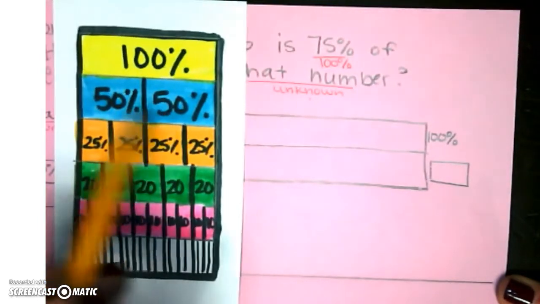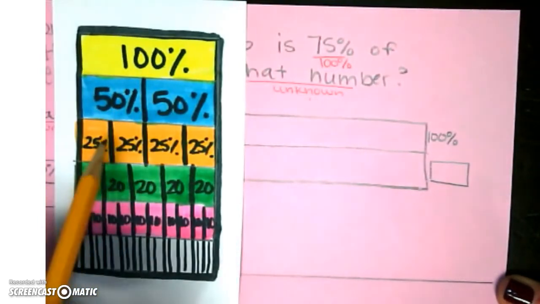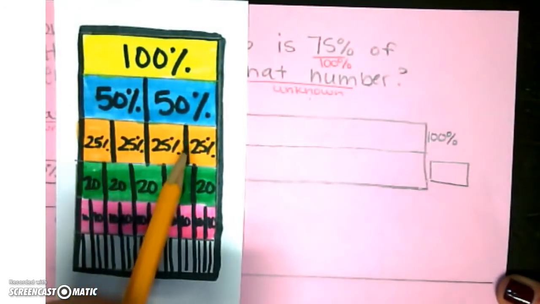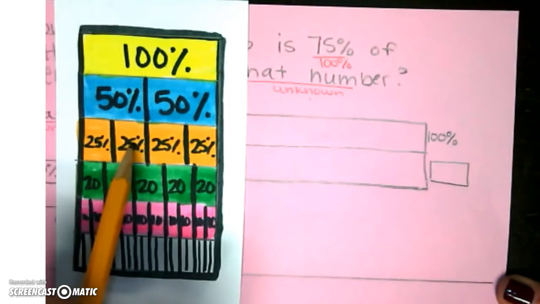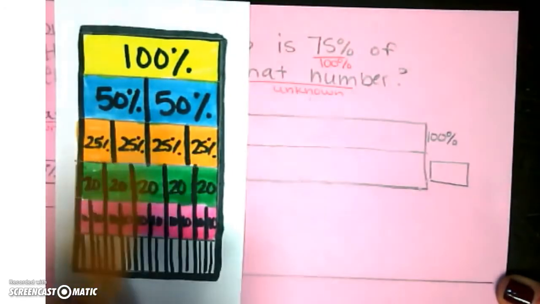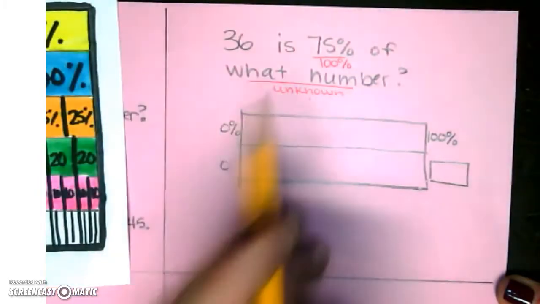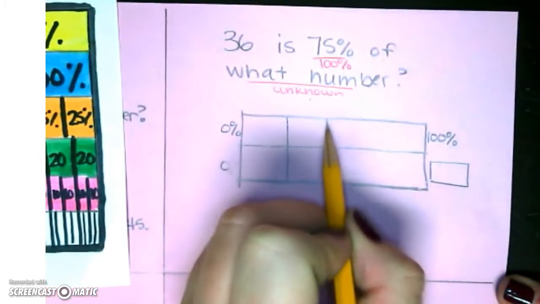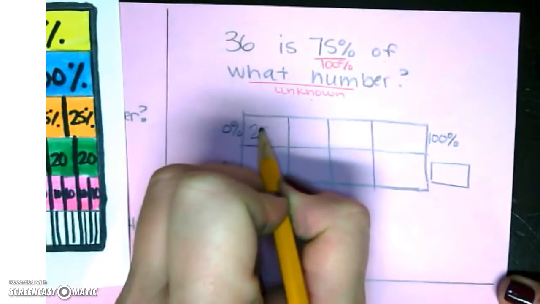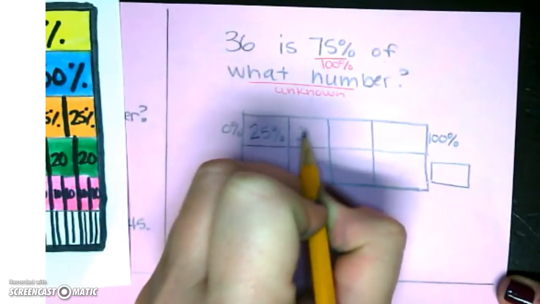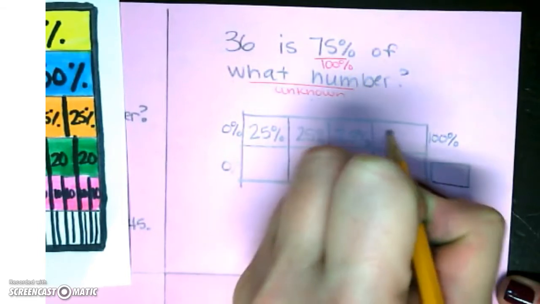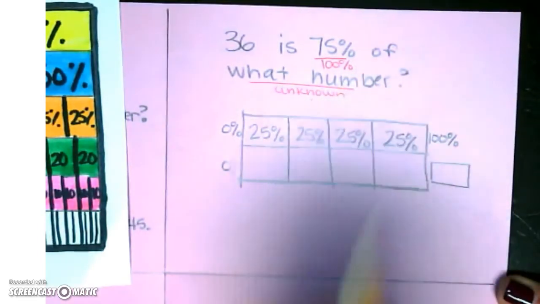If I cut it into pieces that are each worth 50%, I'll never land on 75. But if I cut it into pieces that are each worth 25%, I'll have 25%, 50%, 75%, and of course 100. So I'm going to cut that diagram into 4 pieces. There's 1, 2, 3, and 4. On the percent portion of my model, each piece is worth 25%. There's 25, 50, 75, and 100%.